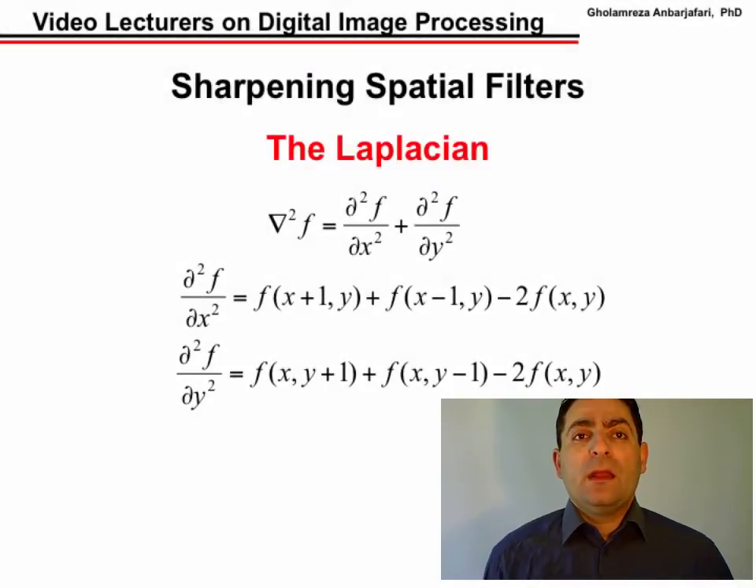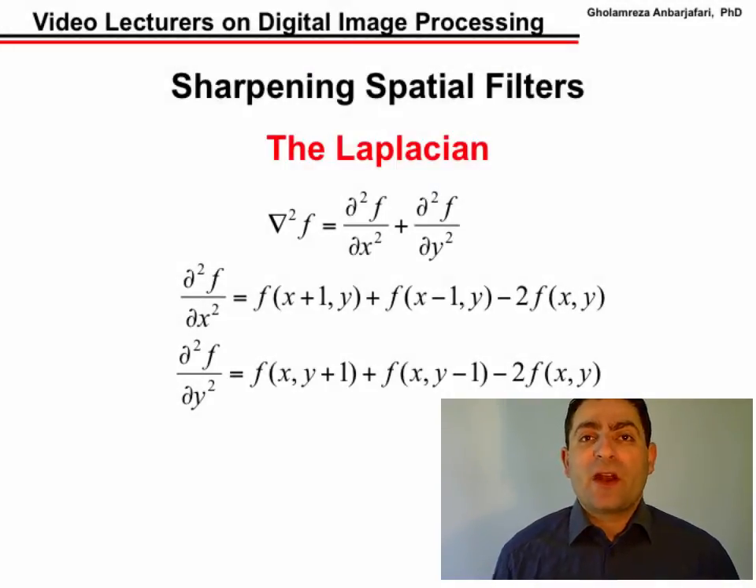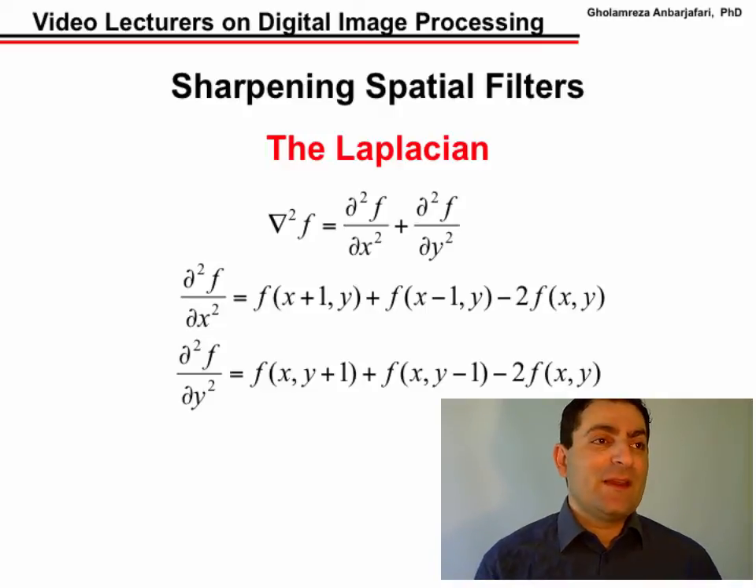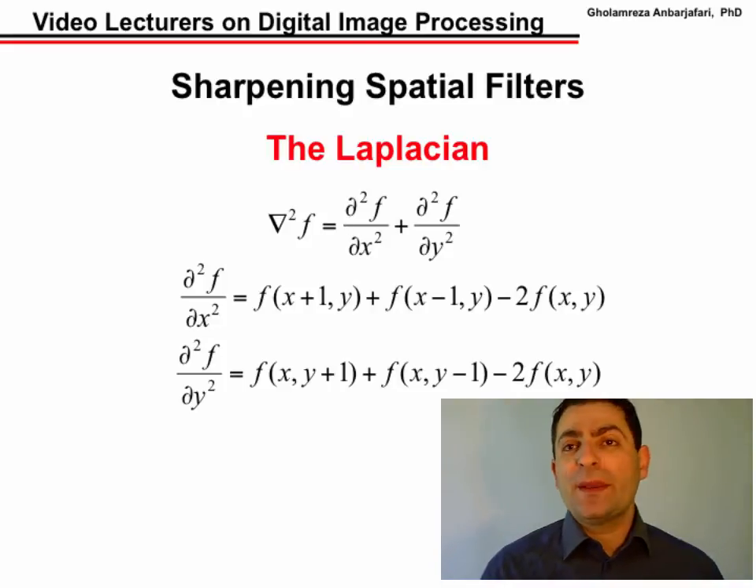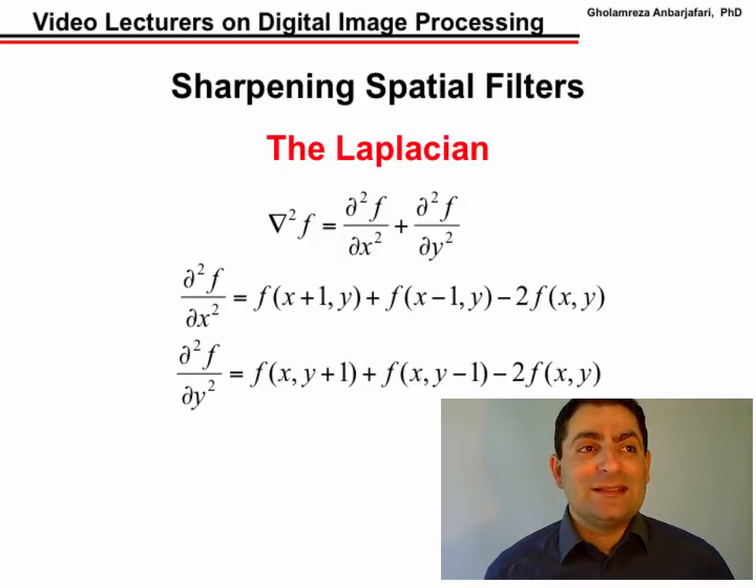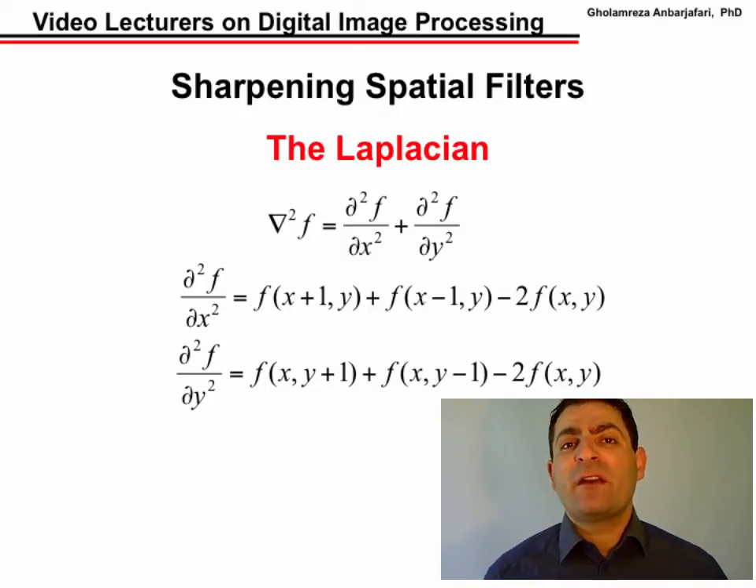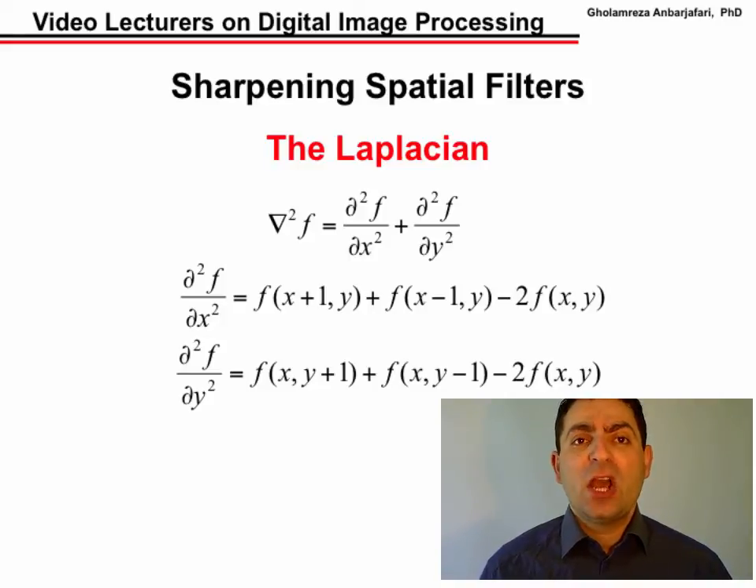So let's talk about the second order derivative for enhancement. The second order derivative that we will use in order to do the sharpening is called the Laplacian. Now, this Laplacian is a kind of filter which is called an isotropic filter, where the response of the filter is independent of the direction of the discontinuity in the image.